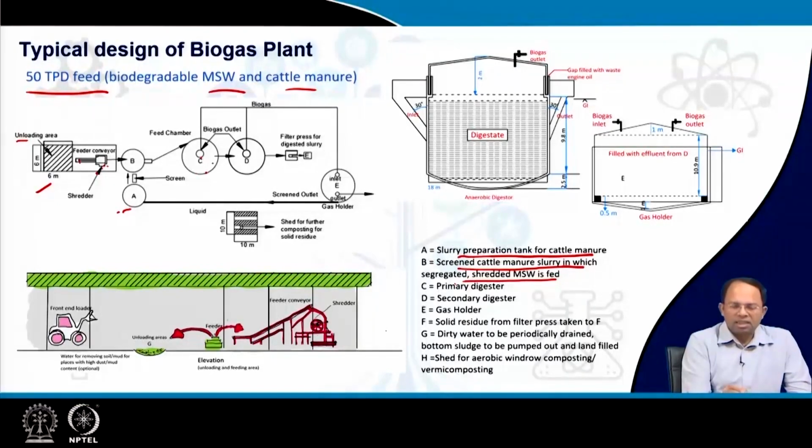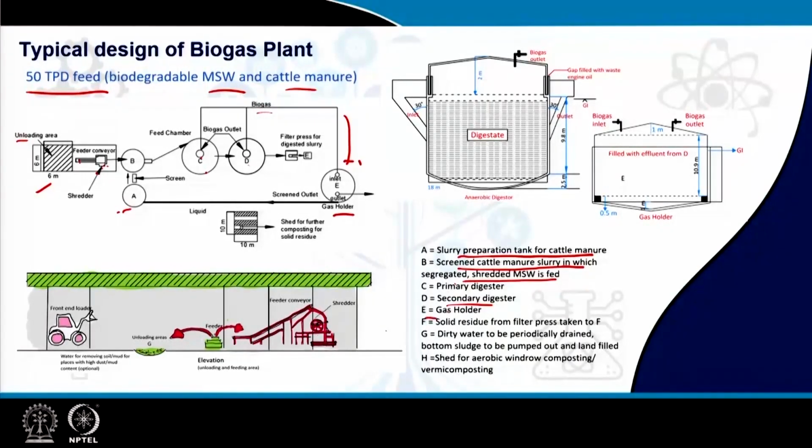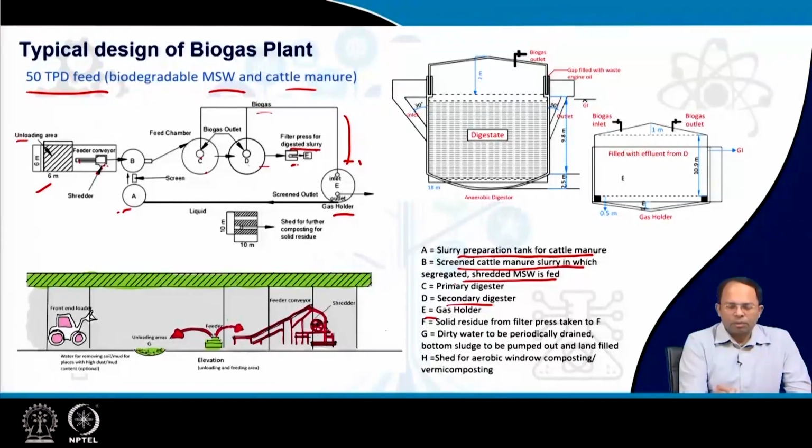We have two digesters in sequence, C and D, primary digester and secondary digester. It's a biphasic one, of course, and in both stages biogas is generated, which is then taken to the gas holder. E is the gas holder, and the digester slurry is taken from over here, and from there the solid residue could be taken to a composting site, and some amount of effluent can again go back into this tank.